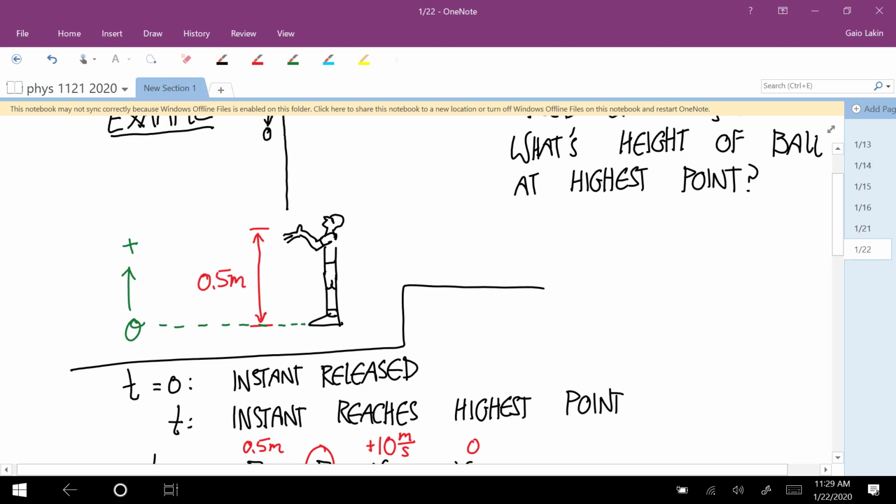You could do this problem, though I would recommend always choosing positive up, by choosing your positive direction down. Then the acceleration would be positive, the position here would be negative, the starting velocity would be negative, and it would all work out the same way. You'd come up with the same information about speeds and directions. It's just the signs on all the numbers would be different. Any other questions?